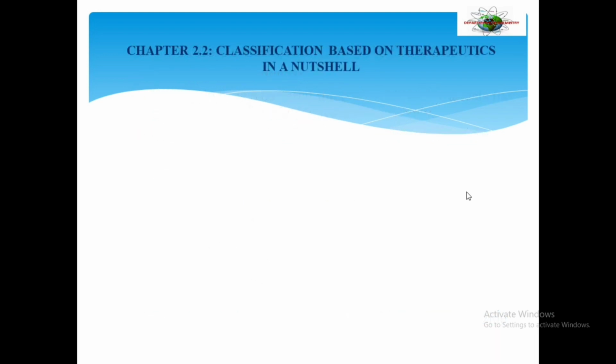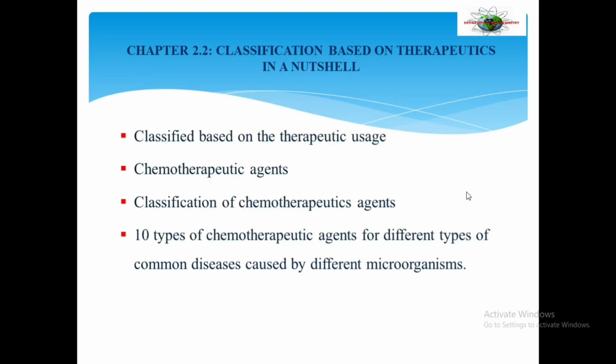In this chapter, we discussed drugs classified based on therapeutic usage, chemotherapeutic agents, classification of chemotherapeutic agents, and 10 types of chemotherapeutic agents for different types of common diseases caused by different microorganisms.